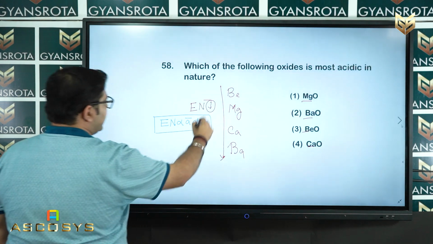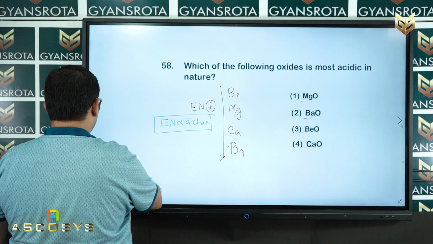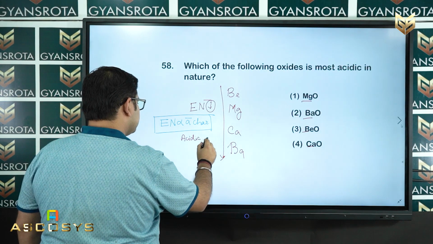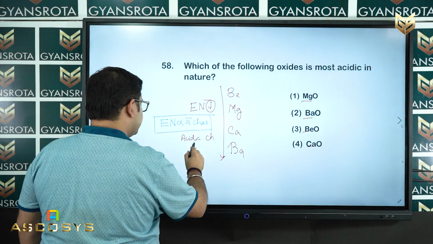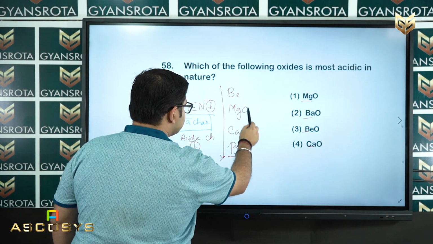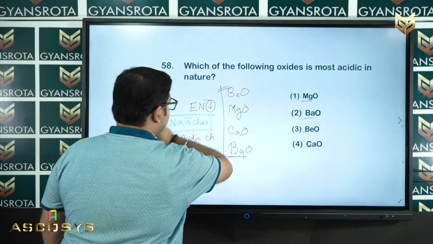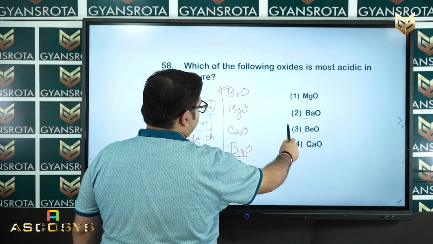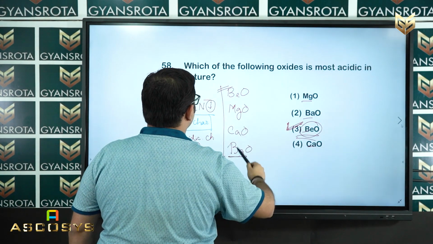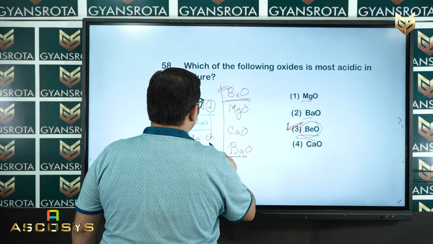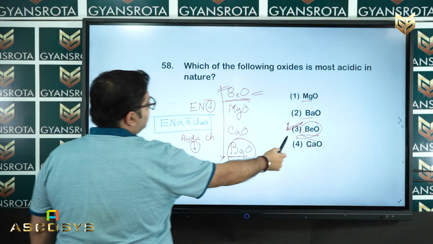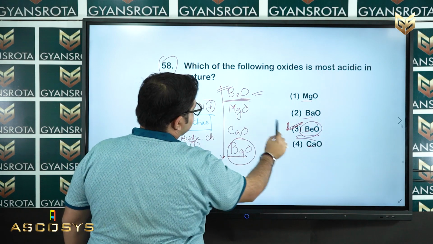So what will happen if electronegativity decreases down the group? Your acidic character also decreases. So this is the least acidic as compared to the first one. Option number 3 is the correct answer, because beryllium oxide has more acidic character than barium oxide. So for question number 58, the option is 3.